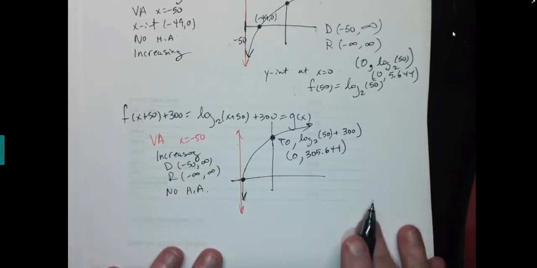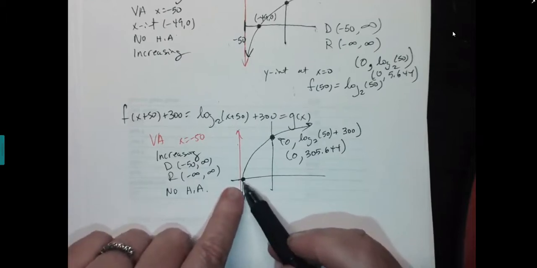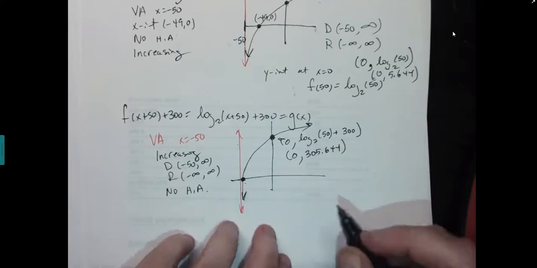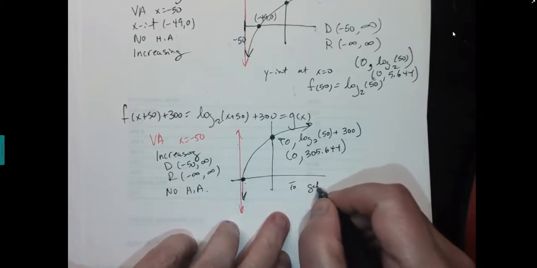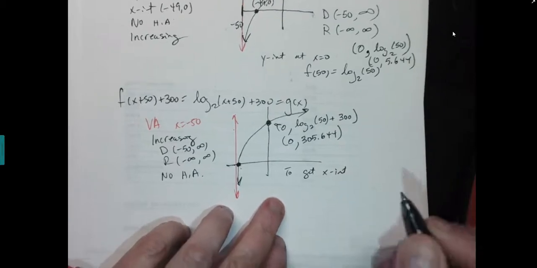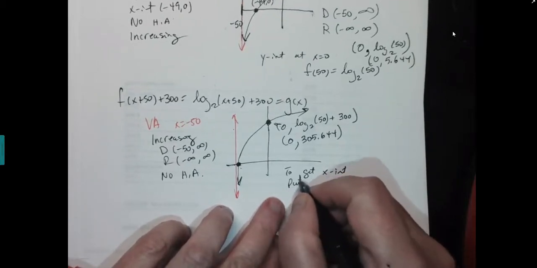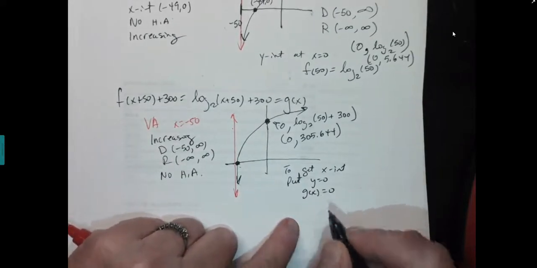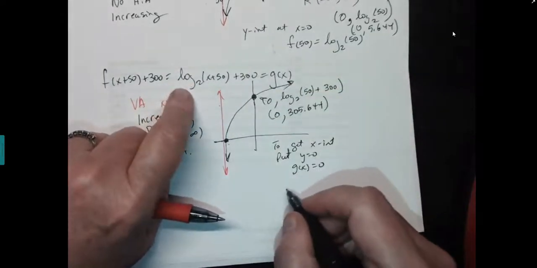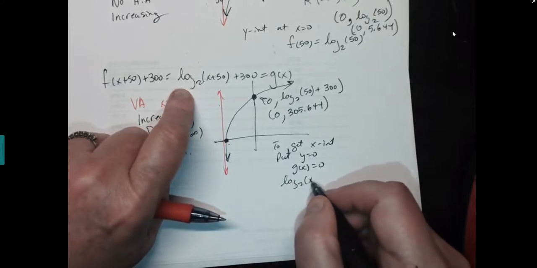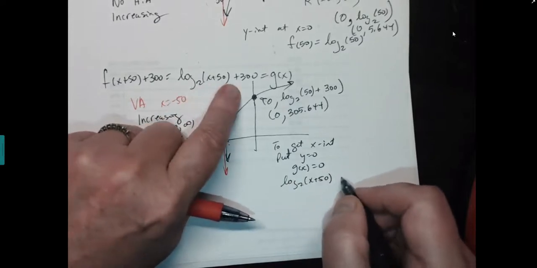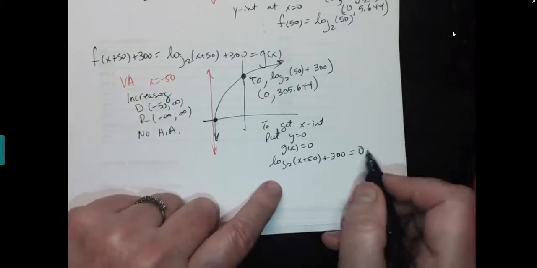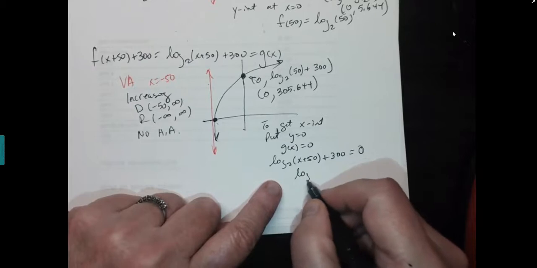And the only other thing I have to get is, where is this x-intercept? Okay, well, to get the x-intercept, you put y equals 0, or in this case, g of x equals 0. And that means I have to solve that. So I could subtract 300 from both sides.